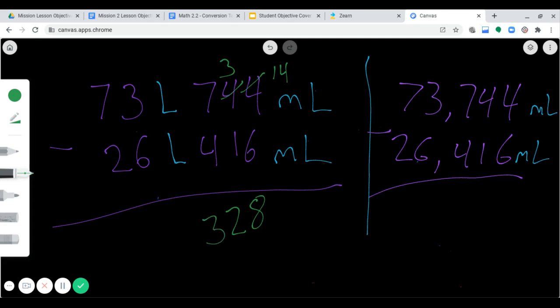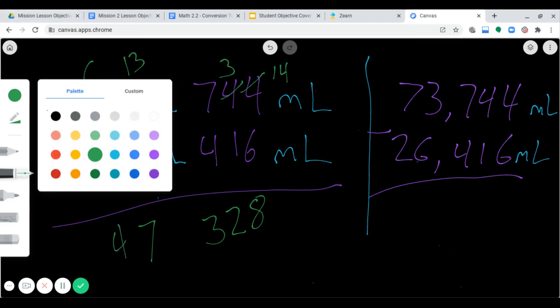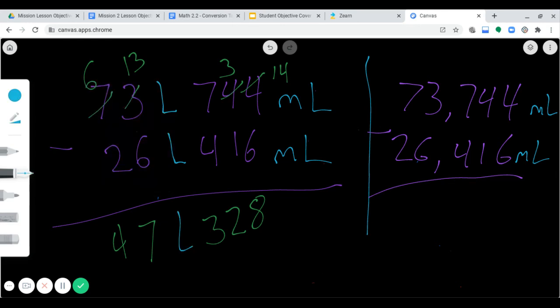And then I just skip to my liters. Can I do 3 minus 6? I cannot. I have to borrow. 3 becomes 13. Now I have 13 minus 6. That is 7. And then 6 minus 2 is 4. But then all I need to do is go back and put my liters, milliliters. 47 liters, 328 milliliters. Okay.